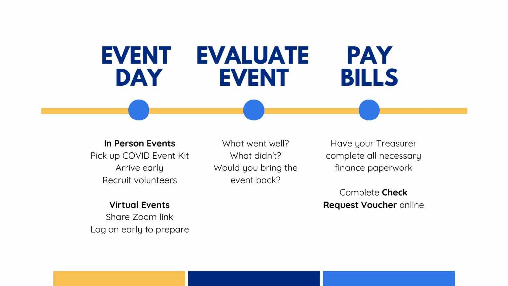There are a few final steps to make sure that your event is successful. For in-person events, the first thing you need to do is make sure that you recruit volunteers because you're going to need help at your event. Once you have your volunteers, make sure they know what time to arrive to the event. New this year, you're going to need to make sure to pick up our new COVID event kit.